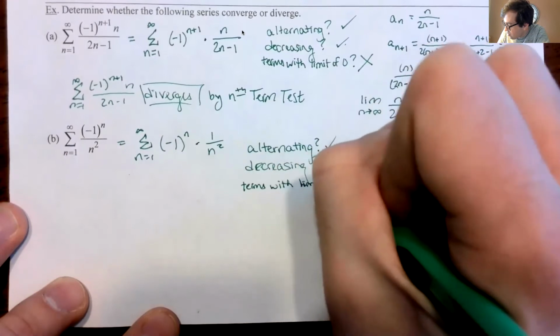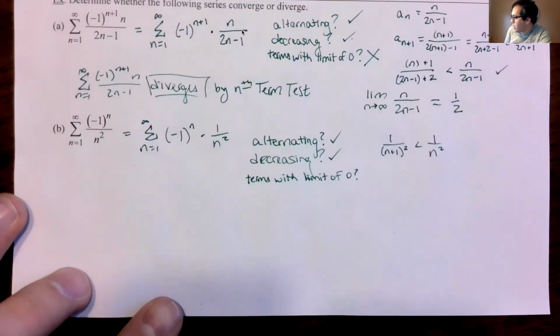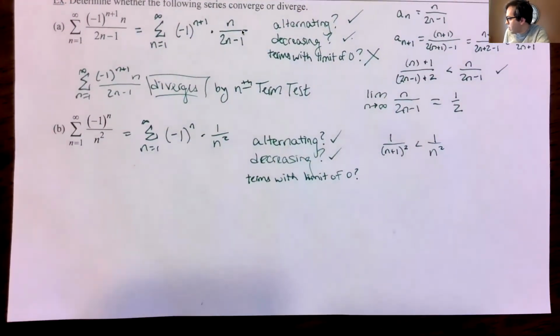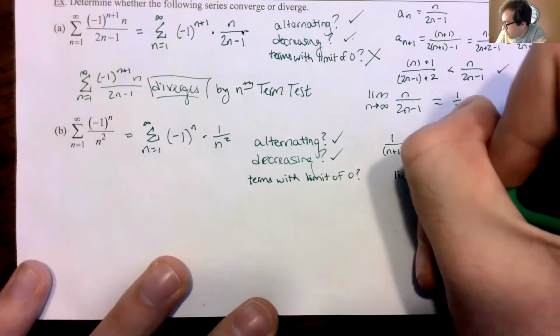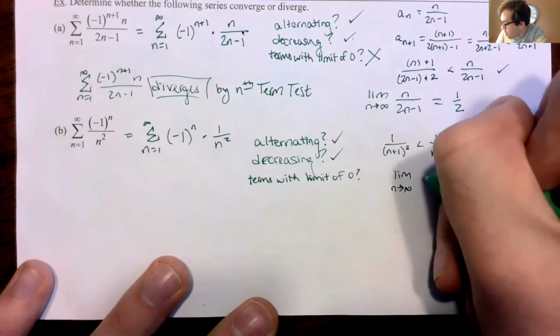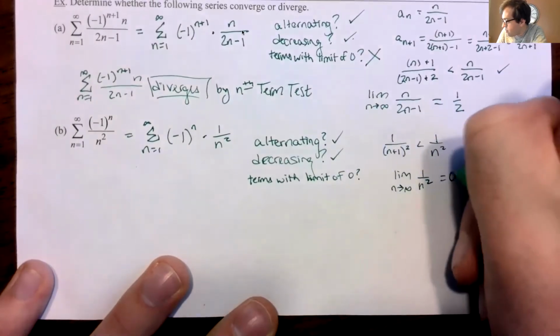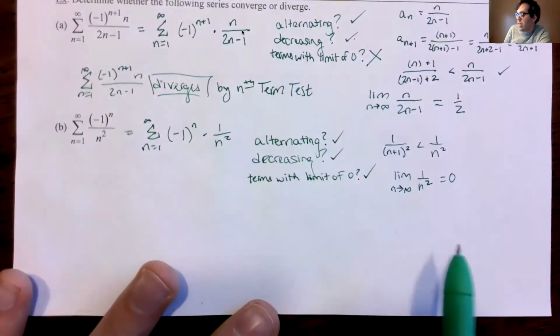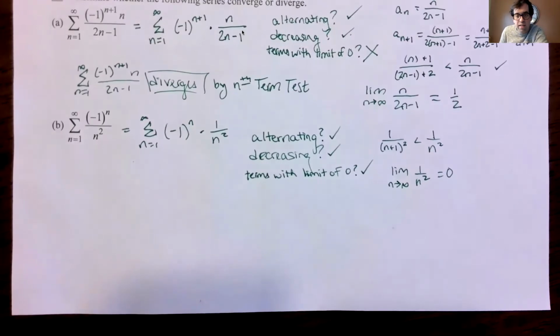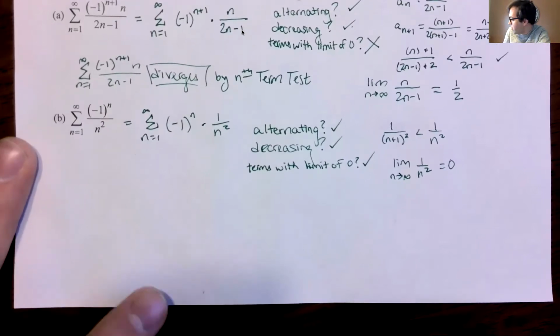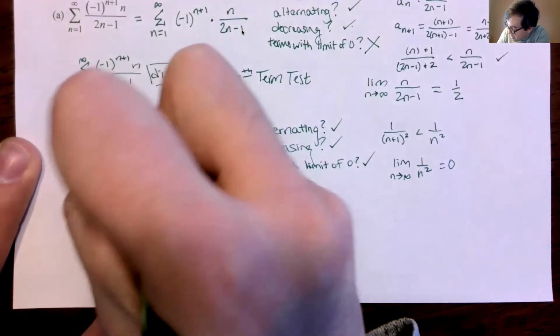Okay, and I would say pretty clearly that we do. I could write it out if I wanted. The limit as n approaches infinity of 1 over n squared does in fact equal 0. We can tell because the denominator is growing, the numerator is staying the same. So check, check, check. All three things were true. So this converges by the alternating series test.